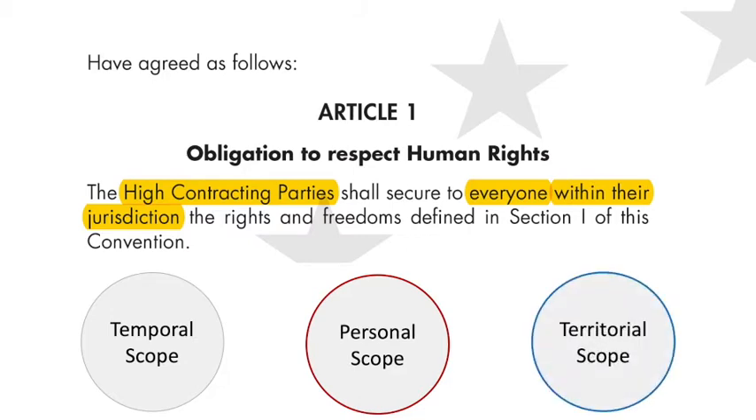As to the temporal scope, meaning that the act in question has to be committed after ratification of the Convention by the respective states, jurisdiction is no concern. The personal scope determines whether the defendant is eligible to be judged by the court and whether the applicant has a right to claim against the defendant.